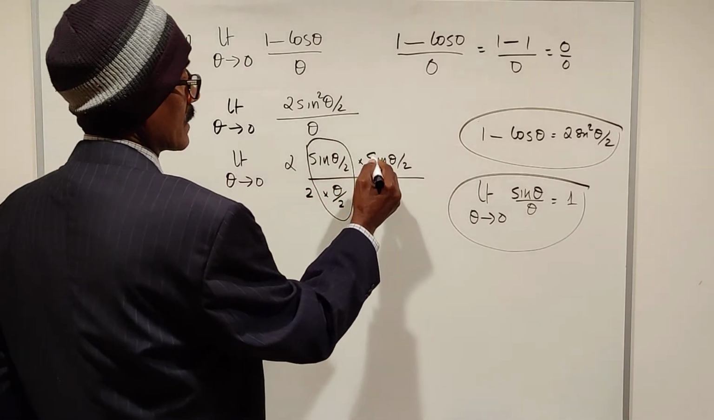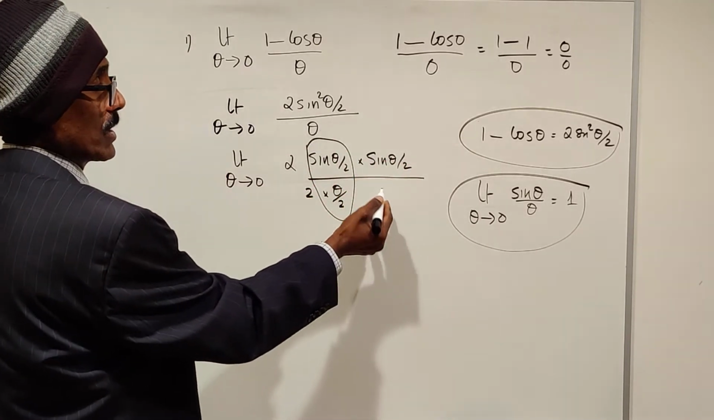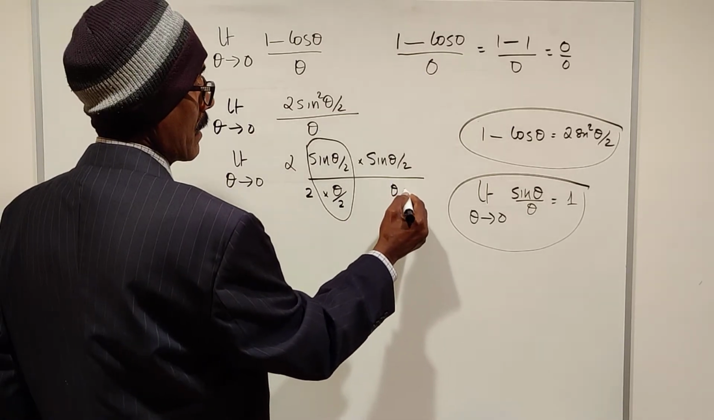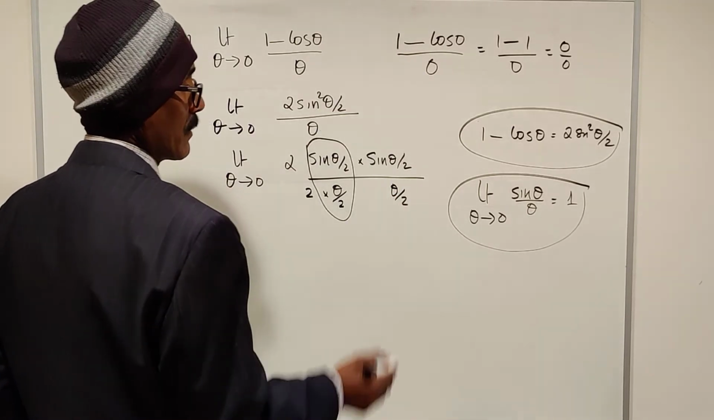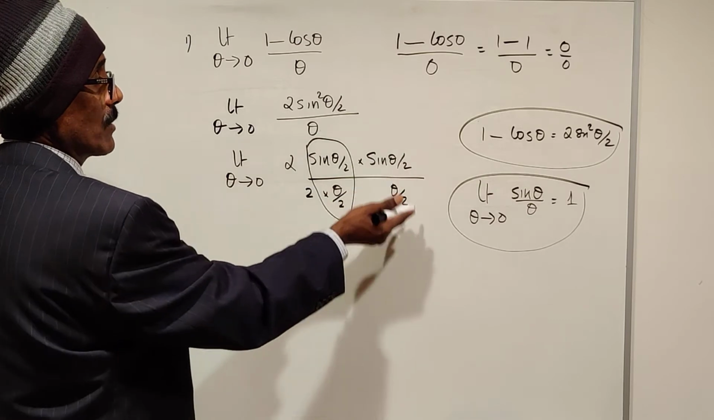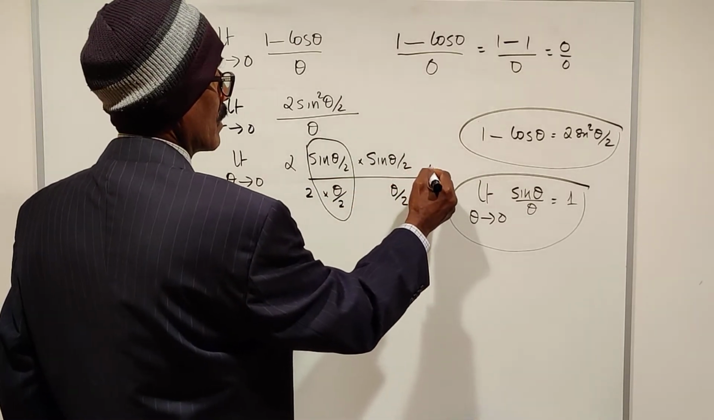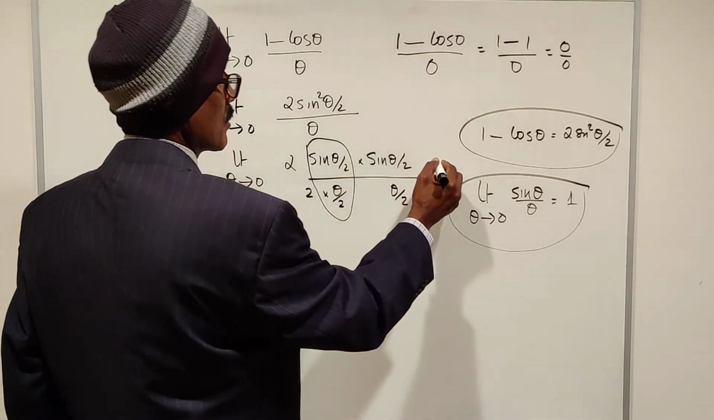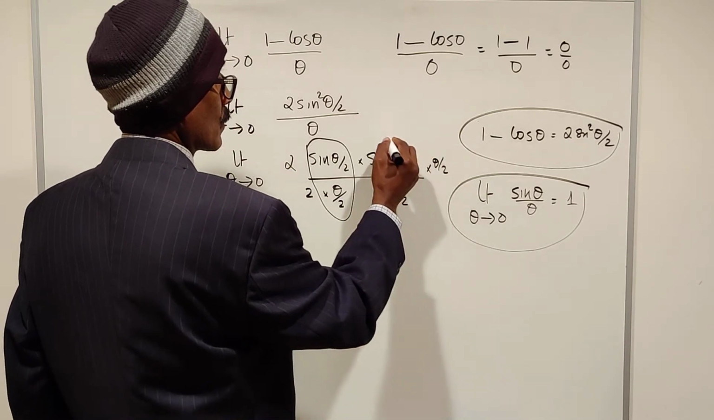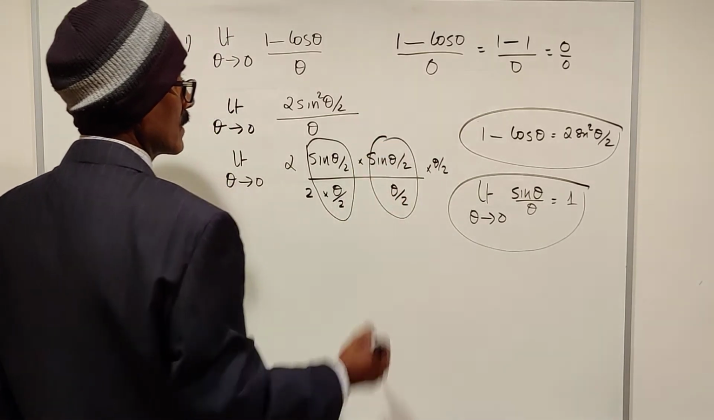Okay, next. Sine theta by 2, there is no theta by 2 in the denominator here, so you need to divide theta by 2. And at the same time the value will change, so you need to multiply with theta by 2. So what is sine theta by 2 by sine theta by 2?